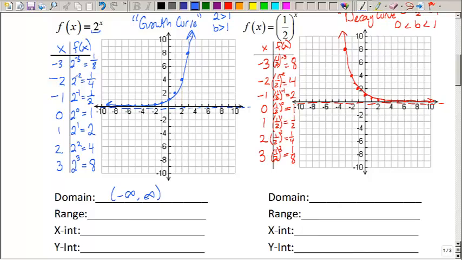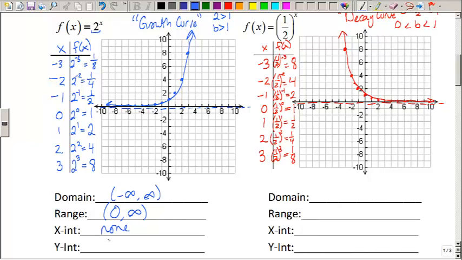My range, on the other hand, we cannot have any negative values. When I take 2 to any number, I never get a negative value. So my range is all the positive values from 0 to infinity, although I'm not allowed to include 0, so I put it in parentheses. My x-intercepts, well, I have no x-intercepts in this graph because I have a horizontal asymptote. Remember, our values keep getting half as close to 0, but it'll never ever reach 0.